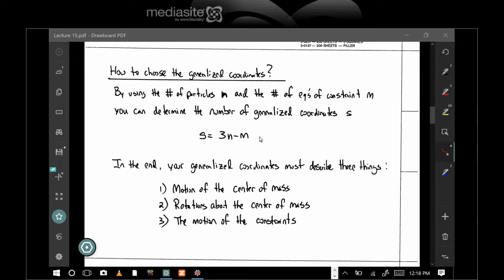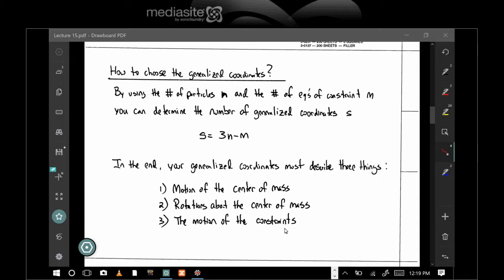So if you think, okay, for every degree of freedom I have in a problem, if it's a one-dimensional problem, I'm going to have one generalized coordinate. If it's a two-dimensional problem, I'm going to have two generalized coordinates. But in the end, your generalized coordinates must describe three things: motion about the center of mass, rotations about the center of mass, and any motion of the constrained equations. So that's a lot of stuff. That covers things very generally.